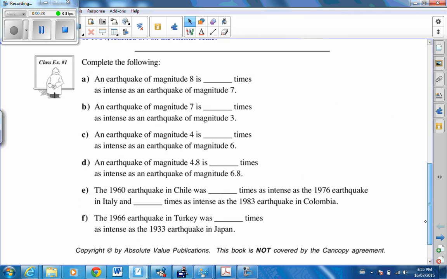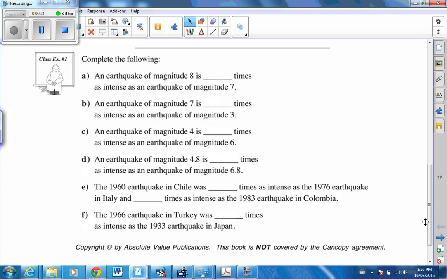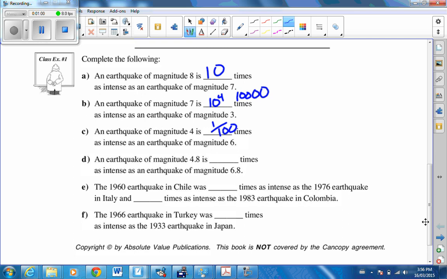So the way it works is an earthquake that's magnitude 8 is 10 times more intense than earthquake 7. 7 and 3 is going to be 10 to the 4th times, or 10,000 times stronger, because there are 4 magnitude powers in there. 6 to 5, or 4 to 5 would be 1/10 as intense, and then 5 to 6 would be 1/10 as intense. So this is going to be 1 over 100.